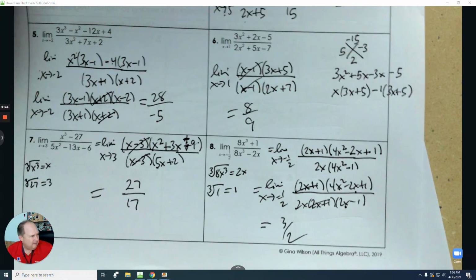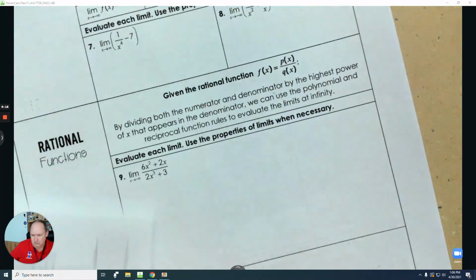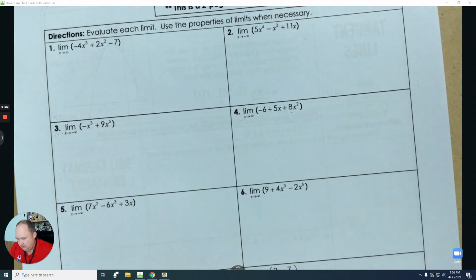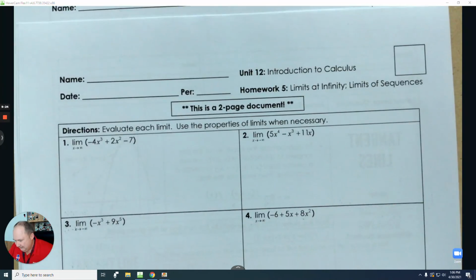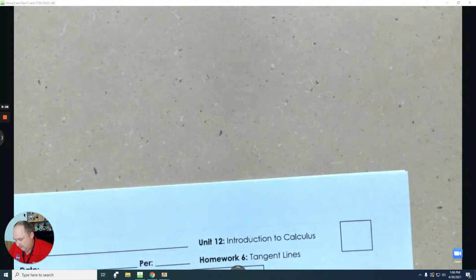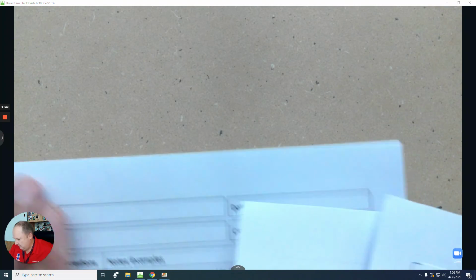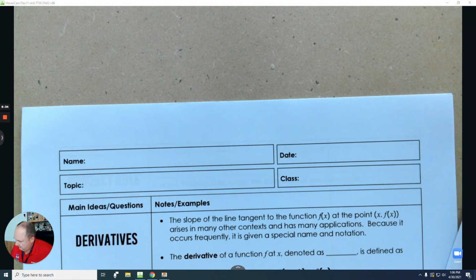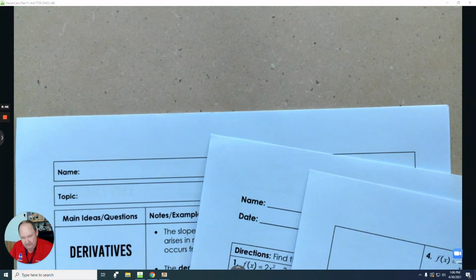Until next time, I'm trying to think. There's got to be one with rationalizing. So let's see where I might have put that one. Did I lose it? I'm going to give myself one moment to try to find it. Where I can rationalize it. So where is the one with rationalizing to practice? I don't think I printed it out.